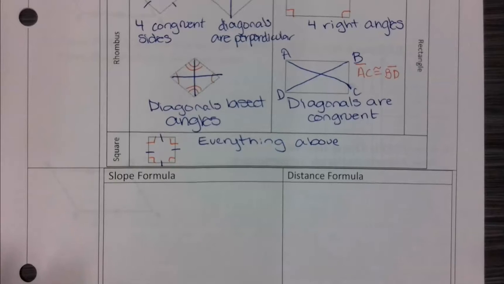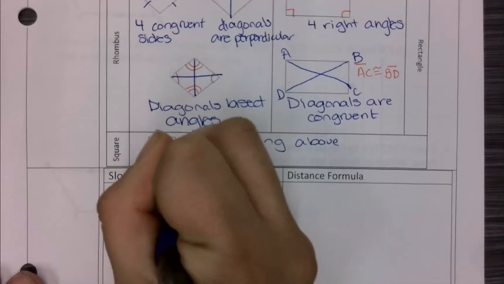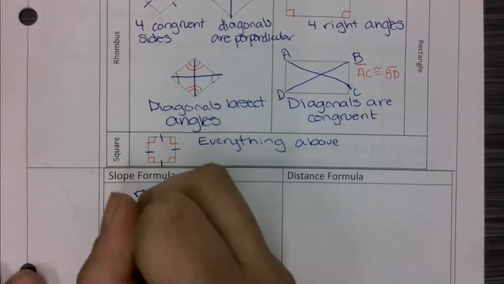Okay, so then slope formula, remember, is rise over run. Parallel lines have the same slope.